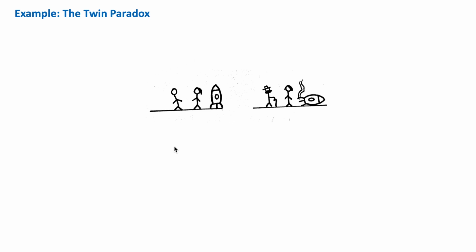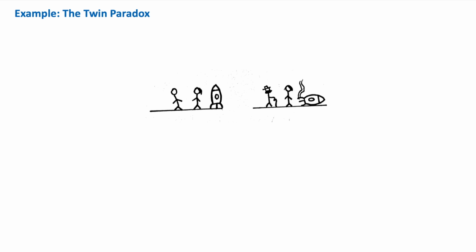So Jill then sets out on a trip to planet X, which is at a distance of 10 light years away from Earth, and her spaceship is moving at a speed of 0.5 c relative to the inertial frame of her twin brother on Earth, okay? And after reaching planet X, Jill decides to immediately return to Earth at the same speed of 0.5 c.